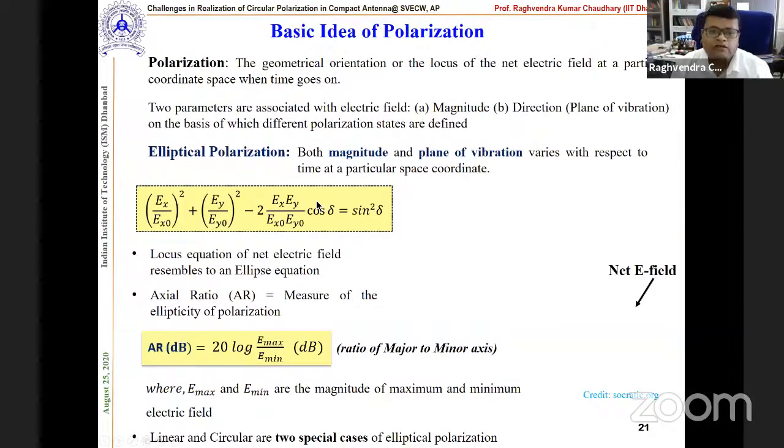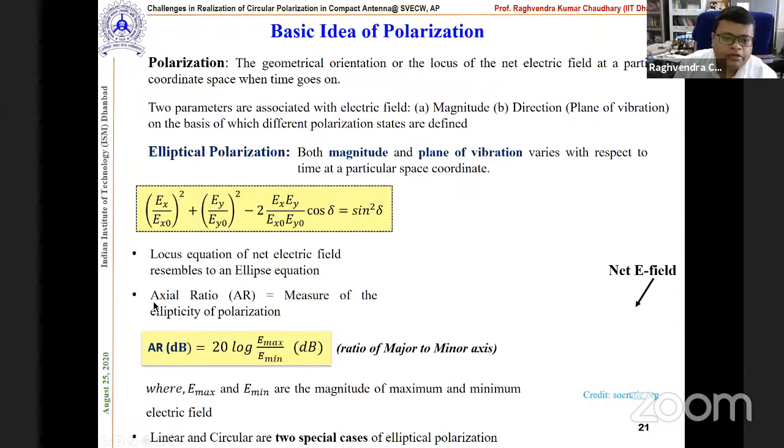It came with the electrical polarization, and this is the equation actually. Here this is the locus equation of the net electric field, which resembles the ellipse equation, correct? Particularly, if you can see, there are two components, EX and EY, and there is an angle between these two. When two field components, maybe orthogonal or not, or with the same phase, you definitely have some locus. And particularly for this, the locus forms the electrical ellipse.